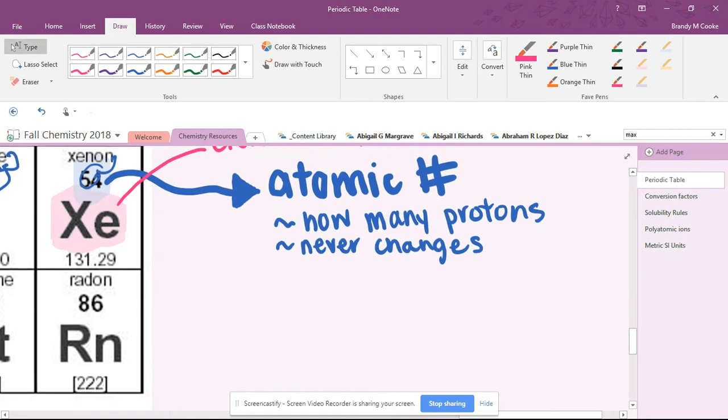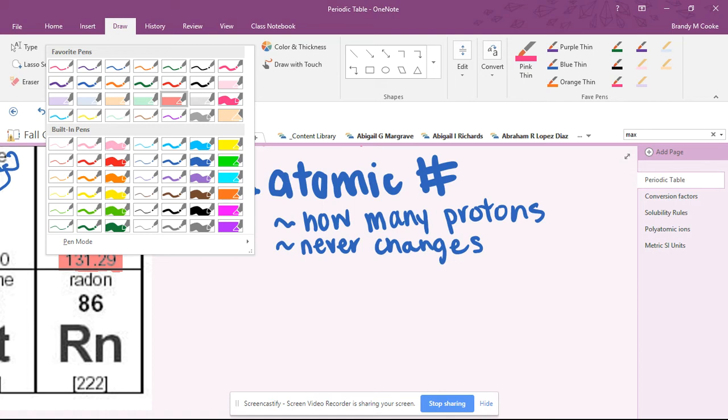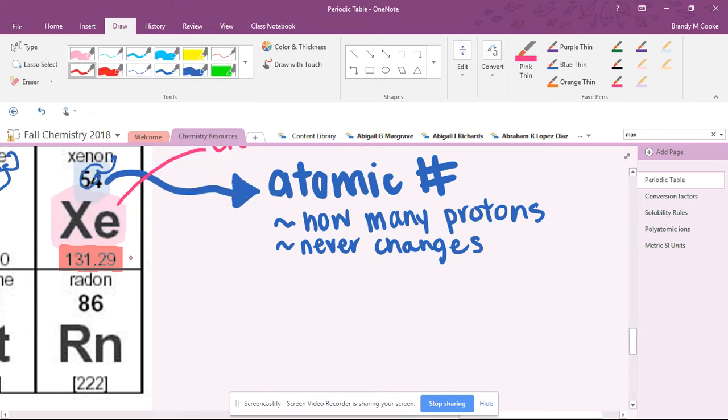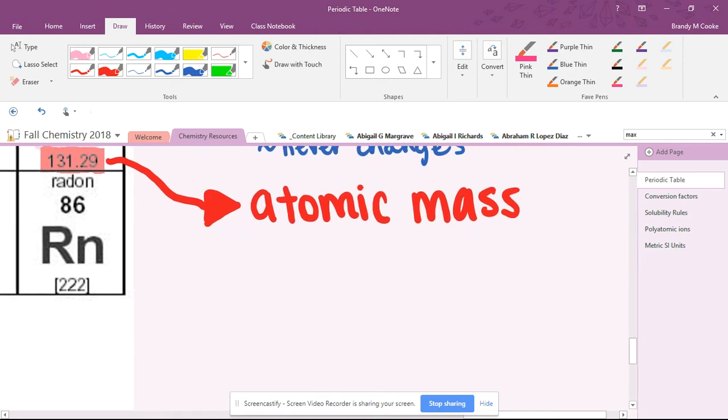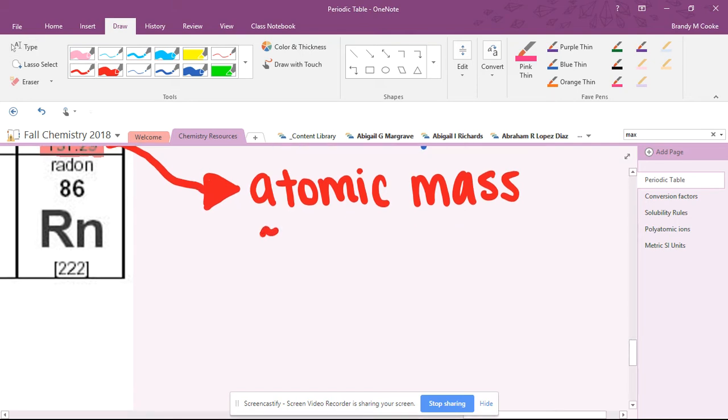Okay, moving on. So down here at the bottom, we have this number, and you'll always notice it's a decimal for the most part. Okay, so this number is called the atomic mass. And it's easy to mistake this number for something else called the mass number. So the atomic mass, we're just going to define it here, and then I'll explain what it means.